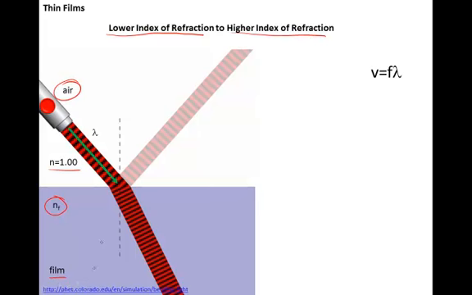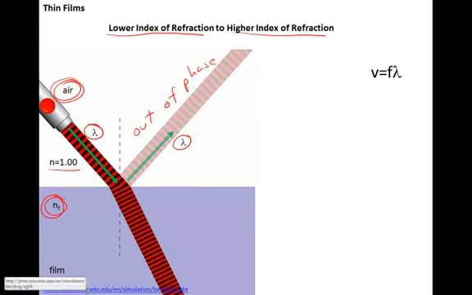So it has a particular wavelength originally in the air, and it reflects out of phase because we're going from a lower index of refraction to a higher index of refraction. Remember, when that happens, we're going to get a wavelength that is out of phase. The transmitted or refracted wave is in phase.